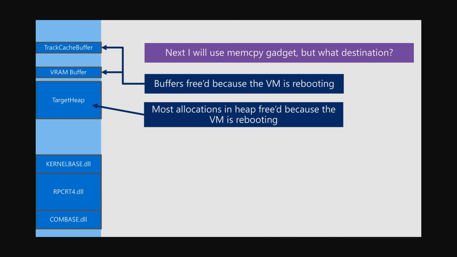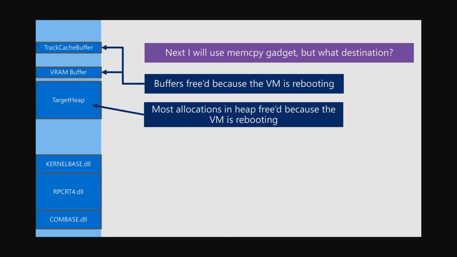Anyway, so I find these addresses, and the next thing I'm going to do is create this MemCopy payload so that I can have my arbitrary read-write. But there's a problem, which is that this is triggered when the virtual machine is rebooting, and the track cache buffer and the VRAM buffer are both going to be freed as part of the virtual machine rebooting. Most of the allocations in the target heap are going to be freed as part of the virtual machine rebooting.